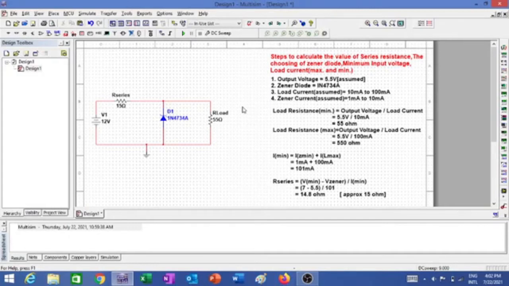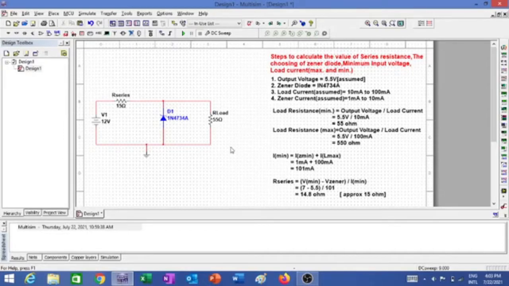Load regulation means I am choosing a minimum resistance and then a maximum resistance. To get the minimum resistance, the formula is output voltage divided by load current, so I will use that formula with the values I have assumed. I am getting 55 ohm. So I have taken my load resistance as 55 ohm, you can observe it in the circuit. Next I am calculating my maximum resistance. I use the same formula with the maximum current in the assumption, and I got 550 ohm. I will see that later at the end.